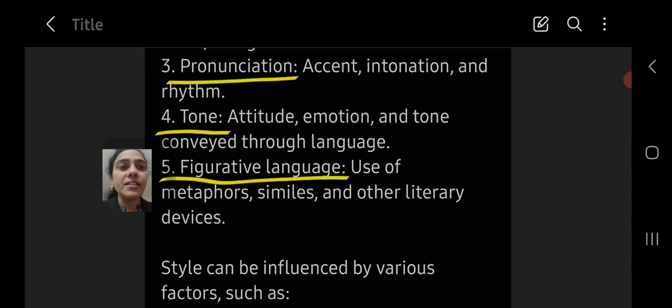Fifth, figurative language, the use of metaphors, similes, and other literary devices. Suppose if I say, hello, dear audience, don't listen to my classes once in a blue moon. Do it on a regular basis. If I say, I'm using a, is it a metaphor? Is it a simile? I give the question to you.